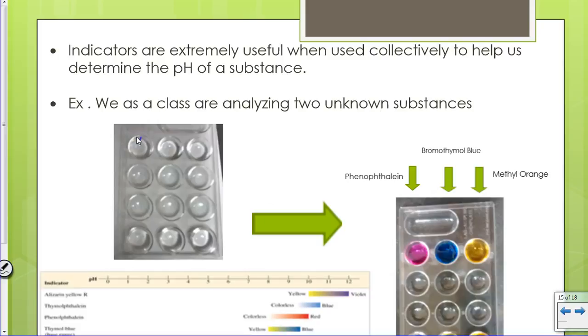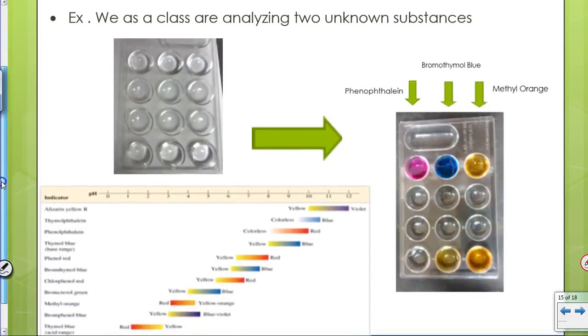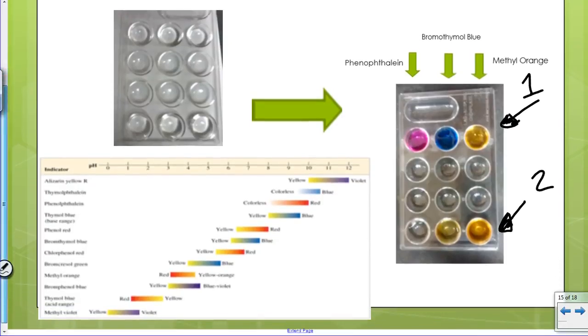Now, if we scroll down a little bit, there we go. We've added our indicators as shown by these arrows at the top. We have our 2 unknown solutions going across the sides. That's 1, that's 2. We've used phenolphthalein on the far left, bromothymol blue in the middle, and methyl orange on the right. Now, what we're going to take a look at is how we read these.